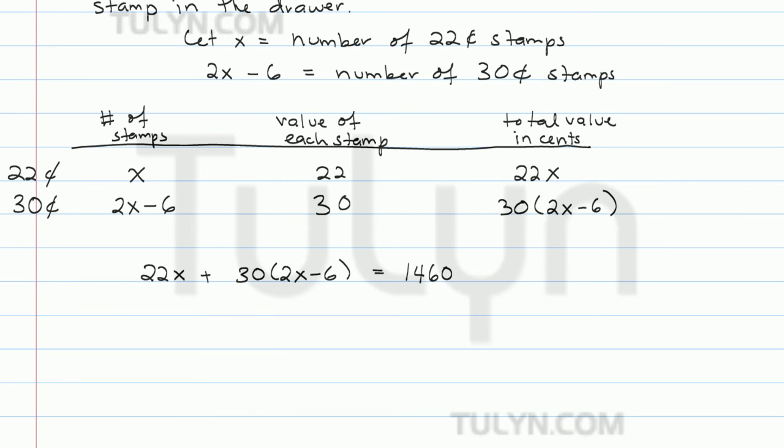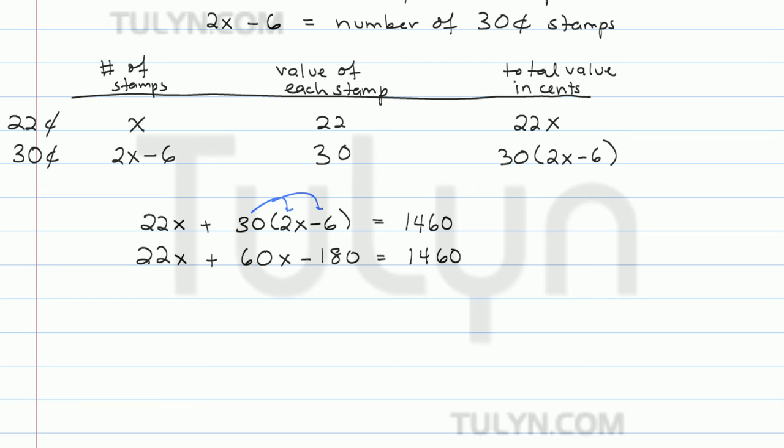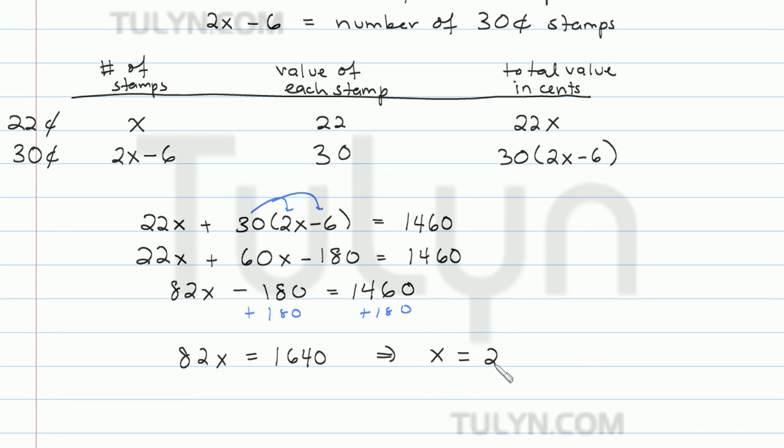So now we have this linear equation and we can solve it. First thing I want to do is distribute this 30 into that difference. So we get 22x plus 60x minus 180 is equal to 1460. Combining like terms on the left, we get 82x minus 180 is equal to 1460. Since we're solving for x, we want to add 180 to each side of the equation. So we get 82x is equal to 1,640. Then, dividing both sides of the equation by 82, we get that x is equal to 20.